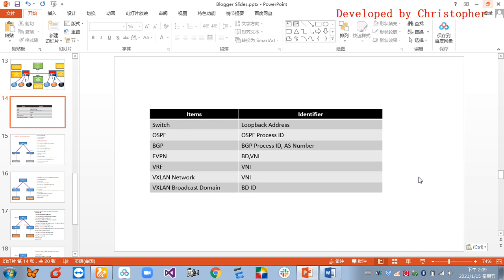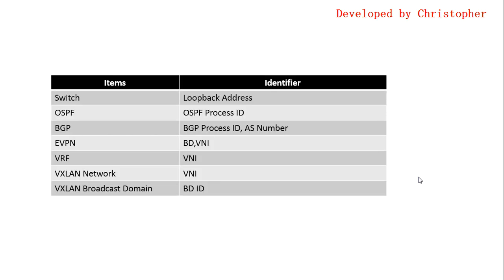As you can see on this slide, I list out some of the items and their identifiers. In the LAN below, the switch is identified by its loopback address, because the loopback address is never down. For example, 2.2.2.2, that is the loopback address. Every network element has a loopback address that never goes down.